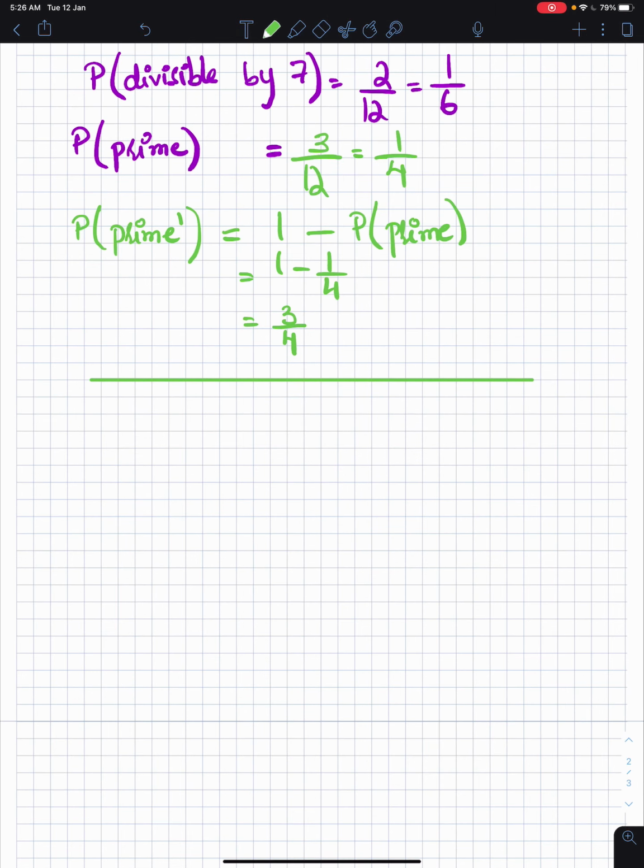Okay students, now comes the interesting part, and for that you need to learn two definitions. The first is mutually exclusive events, and the second is independent events.